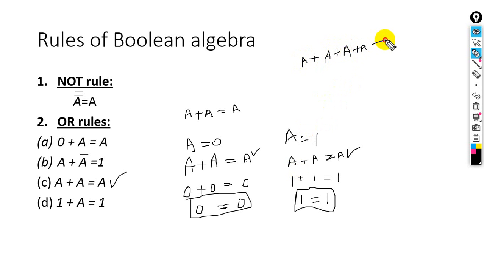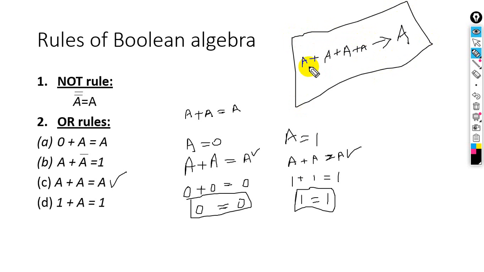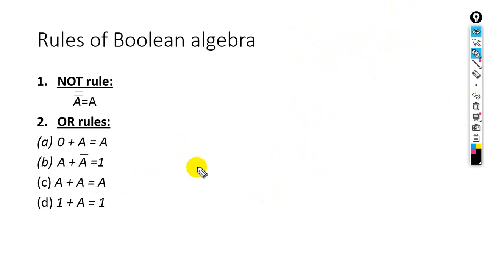So all of these will be equal to a single a. So we can also have an equation just like this: if there are 4, 5, or 6 copies of a with the OR operation between them, the result will be equal to a single a, and we prove this right here. Next, we have 1 plus a, or 1 OR a, is equal to 1.